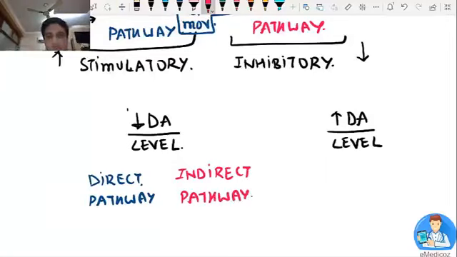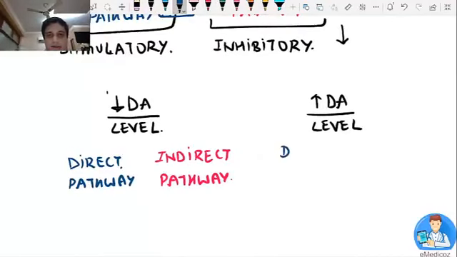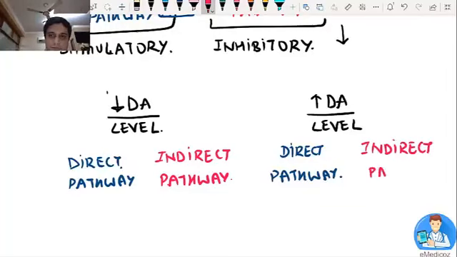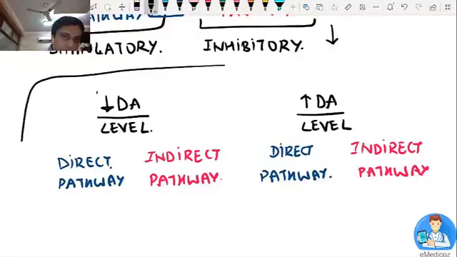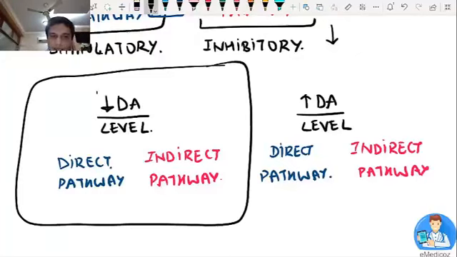So keep on writing this. Direct pathway and the indirect pathway. Now please tell me, if the dopamine level has come down, which pathway will work more, D or I? My question is for you guys. Which pathway will work more? I'm asking you now. Which pathway will be more active now?